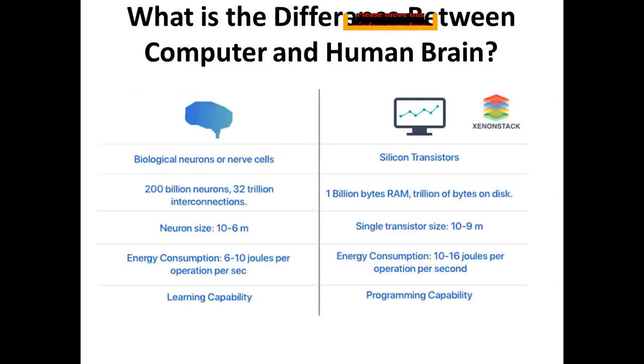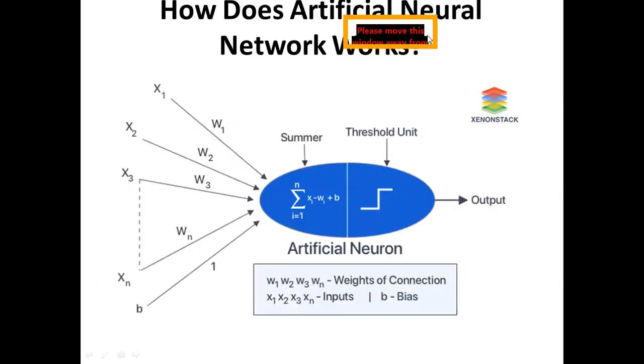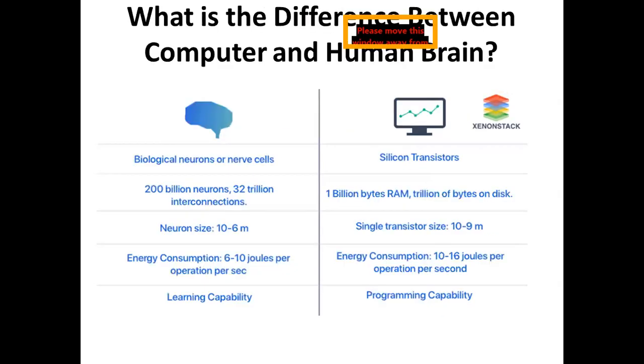Okay. And first of all, we want to know what is the difference between a computer and a human brain? So now we have discussed what a neuron is, what a neural network is, and what an artificial neural network is. At least we discussed some basics. And what is the difference between the computer and the human brain? So we have terms related to the brain as well as the computer.